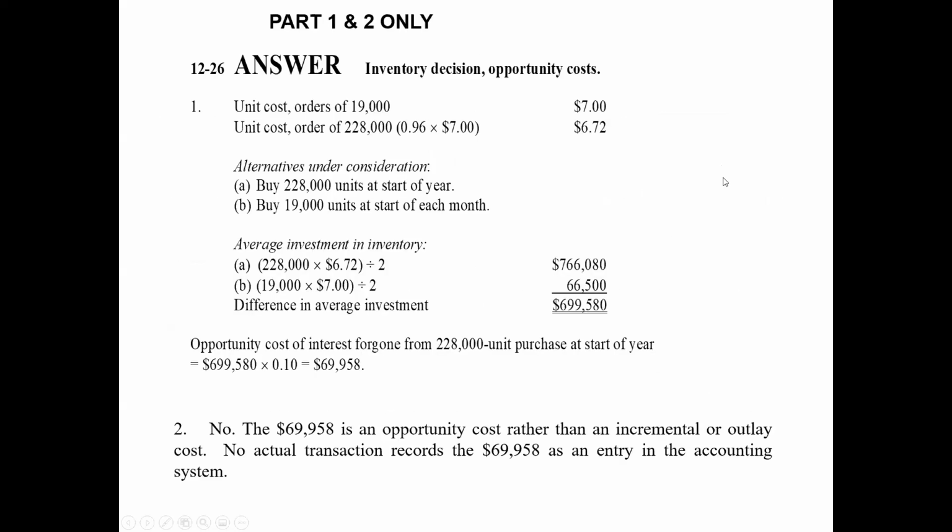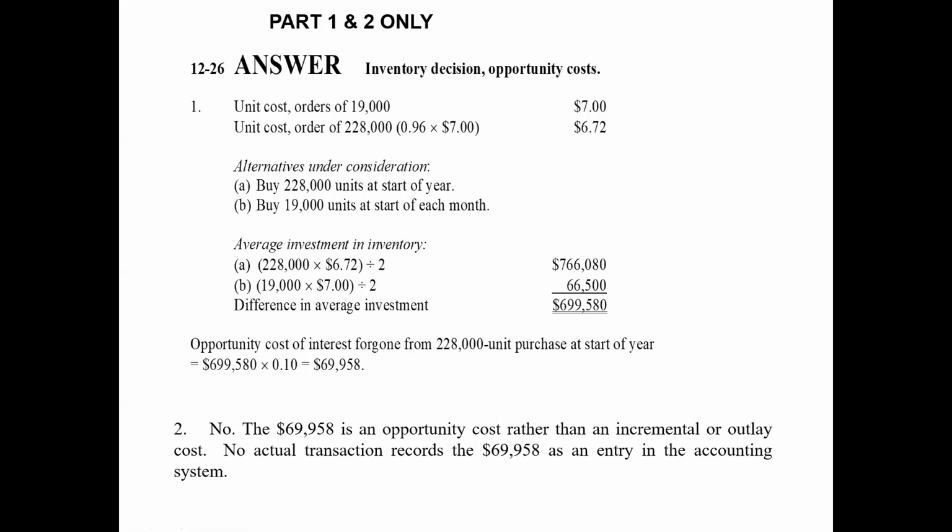So the unit cost was $7, and the monthly order was 19,000. If we bought 228,000, we would get a 4% discount. So instead of 100%, it would be 0.96 of 7. That would be $6.72 for each spark plug. So the alternatives under consideration: A, buy all the 228,000 at the start of the year; B, buy 19,000 units at the start of each month.